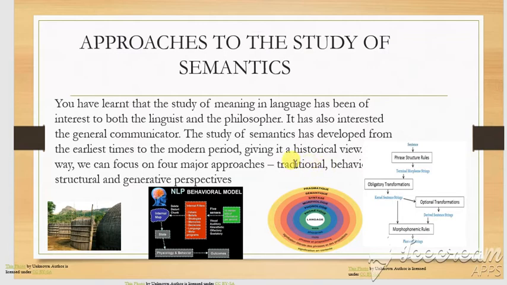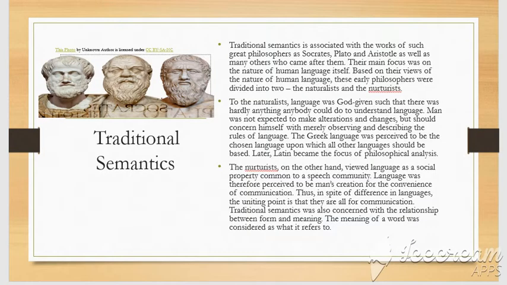People, philosophers, and general communicators have adopted different approaches to the study of semantics: the traditional approach, behavioral approach, structural approach, and generative approach. So we will study them one by one. What is the traditional approach? The traditional approach in semantics is associated with the works of great philosophers such as Plato, Aristotle, and many others. They considered the nature of human language as the basis of all studies.